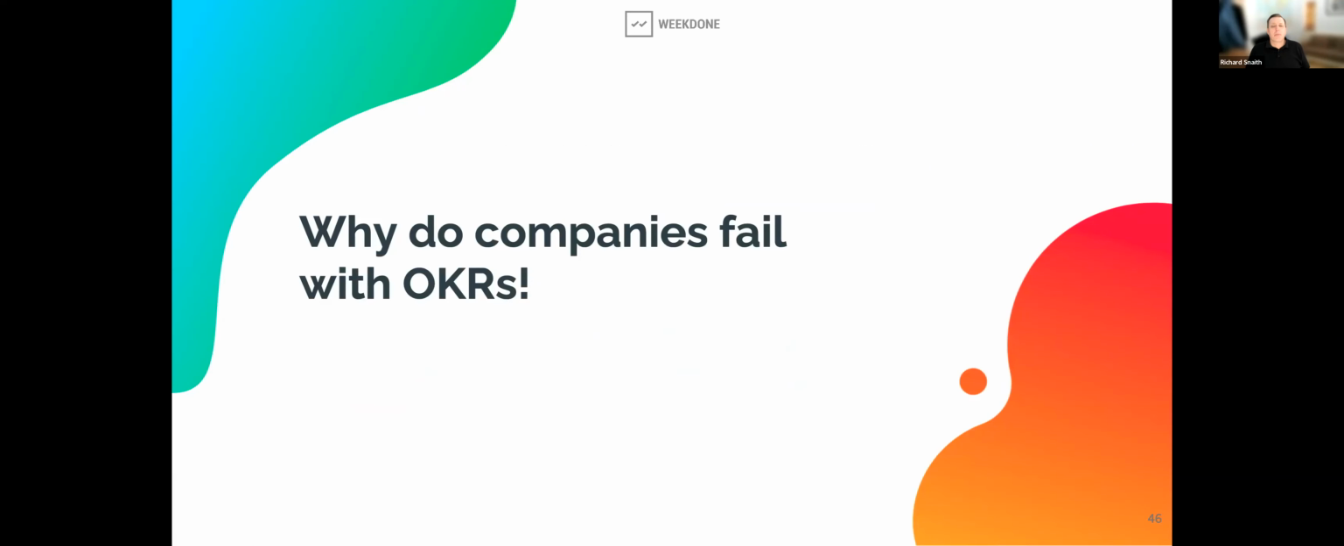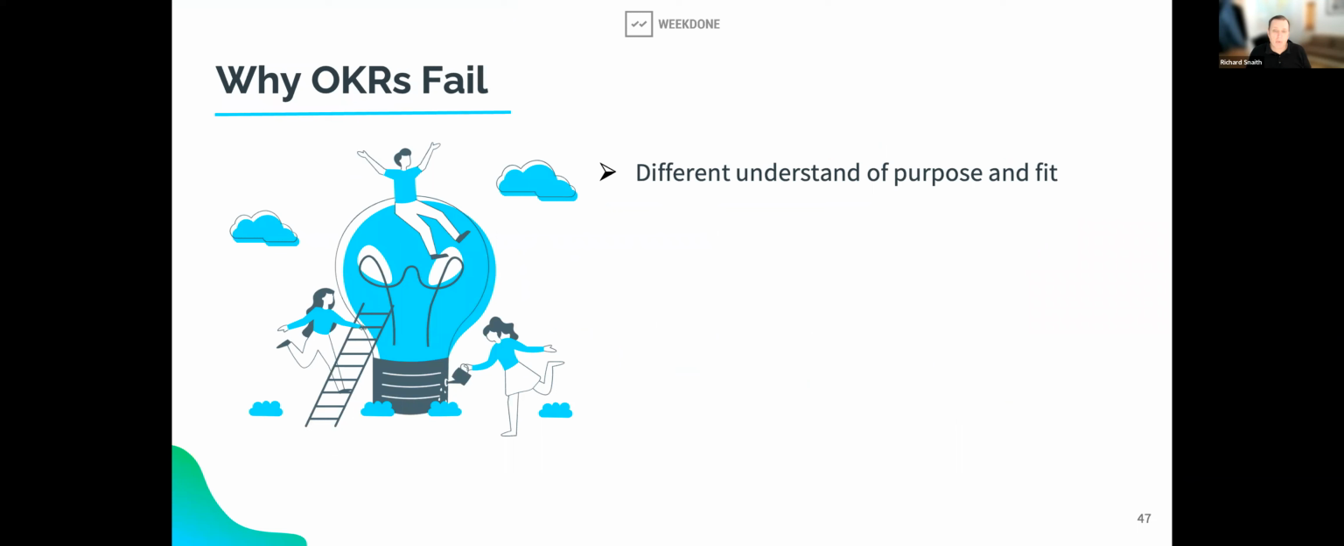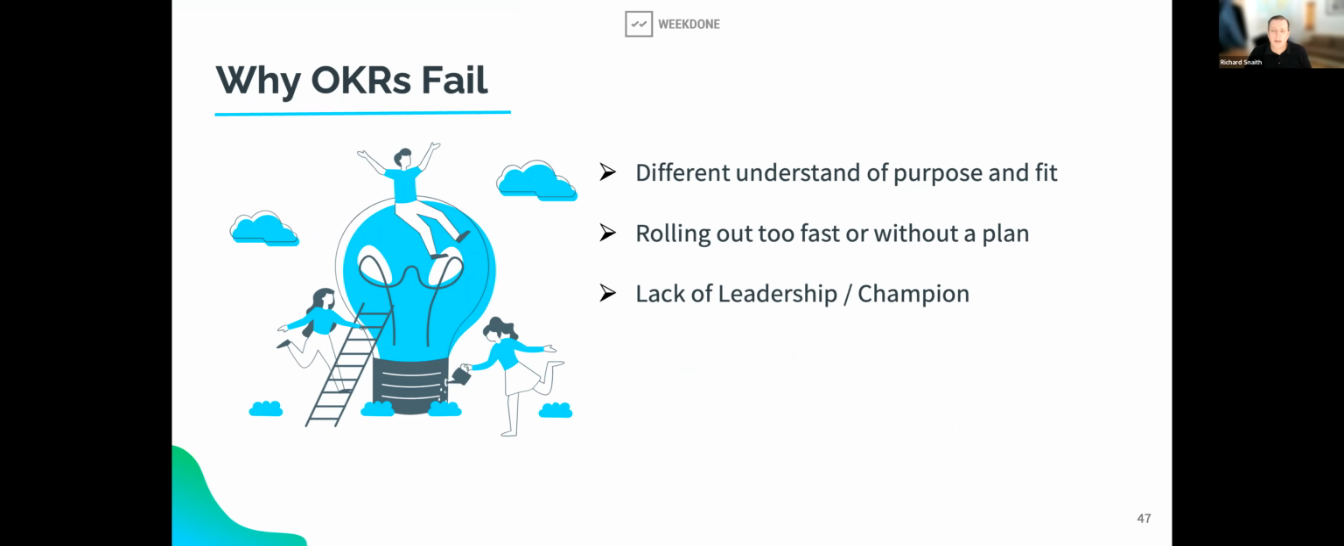So why do companies fail with OKRs? Big one, different understanding of purpose and fit. Rolling out too fast or without a plan. It's very common that people add everybody in the organization in, give them a 3-minute lecture on what OKRs are, and then expect it all to happen. People get lost, everybody's at different speeds, different understandings. It doesn't work.